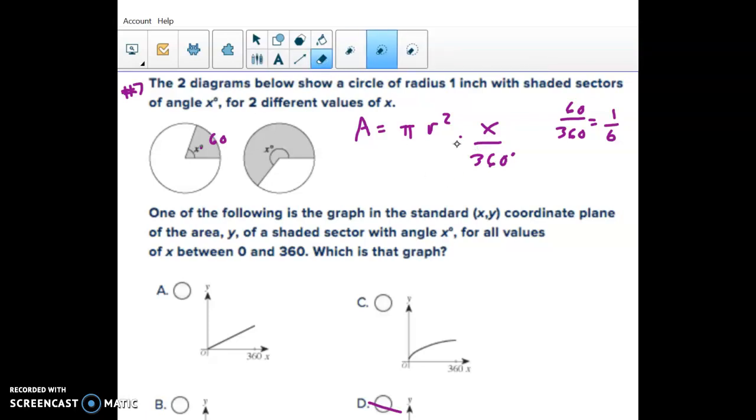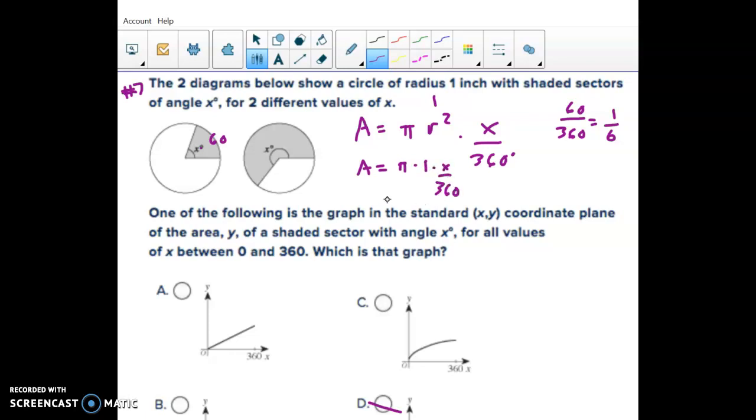So at any rate, this is our little formula, and we can simplify a little bit because the radius is 1 all the time. So 1 squared is just 1. So if we clean this up, we have pi times 1 times x over 360. Okay, and then if you combine all that, the 1 doesn't do anything, and our area is just pi times x over 360.